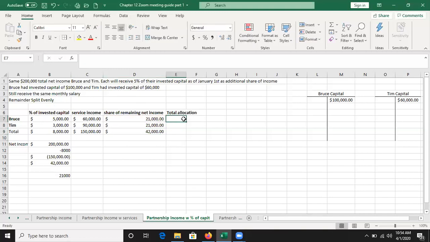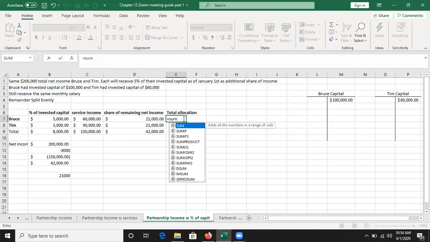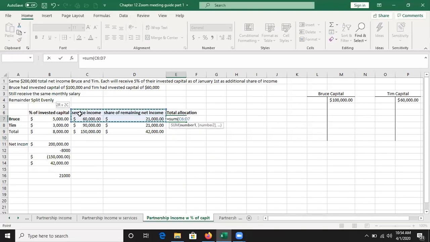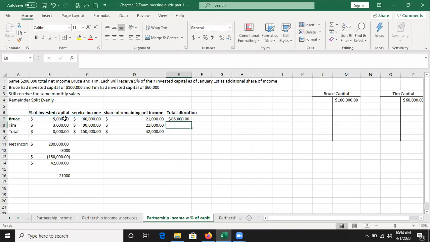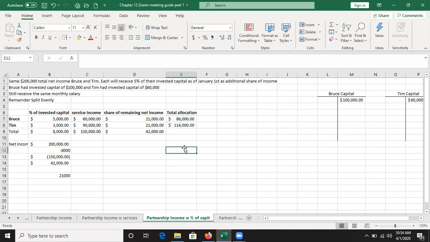So now total, Bruce is going to receive the sum of his invested capital share, his service income, and then the remaining net income. So he'll receive 86,000. Tim, same formula. He's going to receive, big surprise, 114,000.